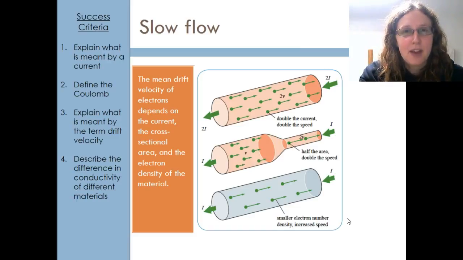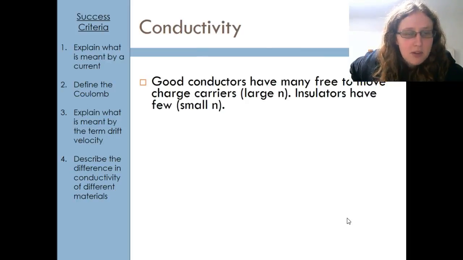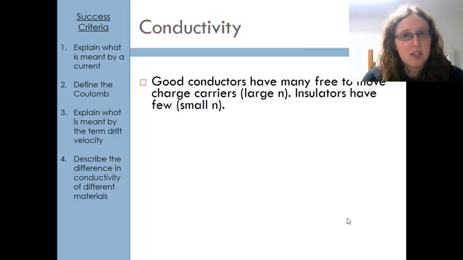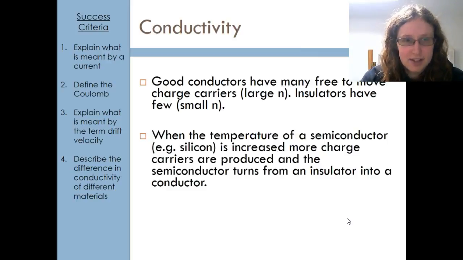Right, I got a little sidetracked there, but those are important things to think about. Real fast, a couple of last little things on this. Conductivity: good conductors have loads of free-to-move electrons, so they have a high n value. Insulators don't have many, so a small n value.